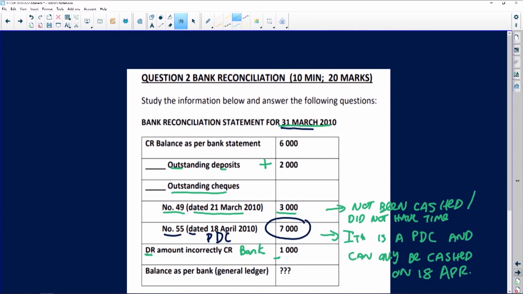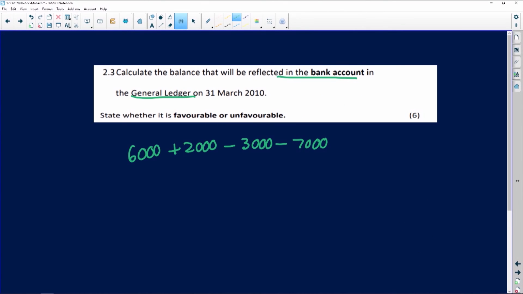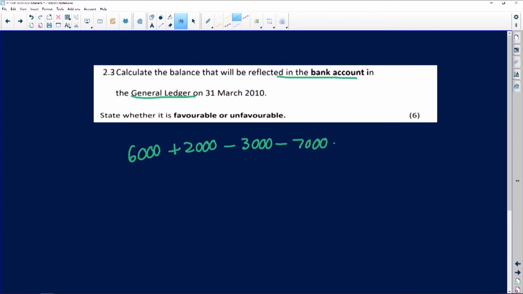I know it sounds a bit silly to tell the bank to debit your account, but remember guys, you've got to be ethical. If the bank has taken money from your account in error, you're going to clearly tell the bank, hey, put the money back into my account. Similarly, if the bank puts money in error into your account, you're going to inform the bank that that money doesn't belong to you. So we're now going to subtract the 1,000.